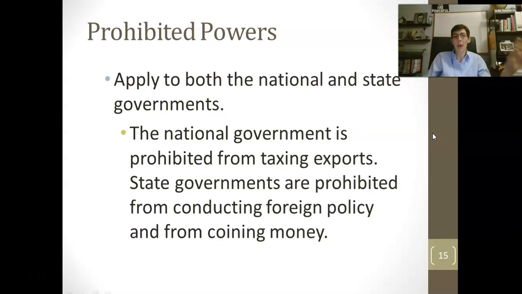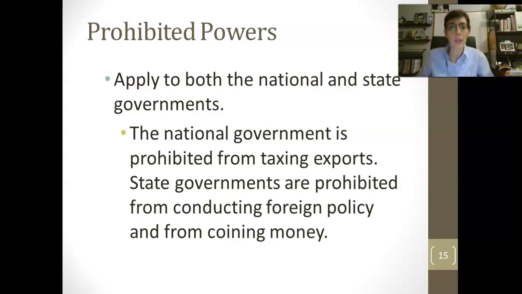So there are prohibited powers. These are powers that are forbidden. Now, the national government has some prohibited powers, and the state government has some prohibited powers. So, for example, the national government is prohibited from taxing exports, products that are leaving the country, products that Americans sell to other countries. State governments are prohibited or forbidden from engaging in foreign policy, like having negotiations and signing treaties with other countries, and from creating currency.